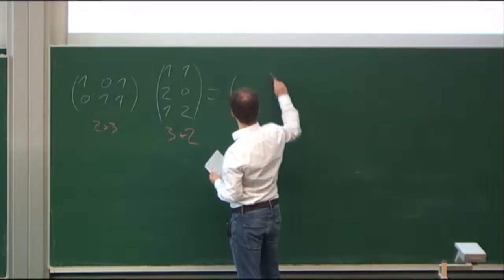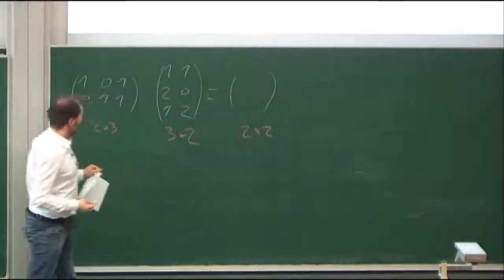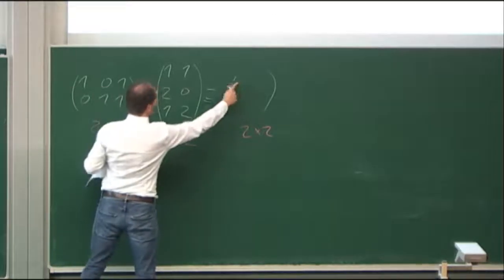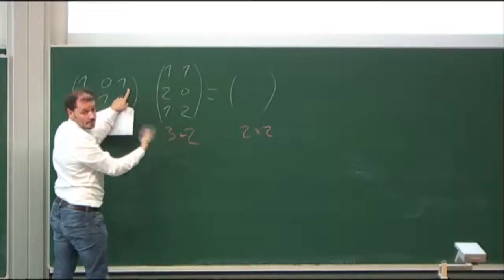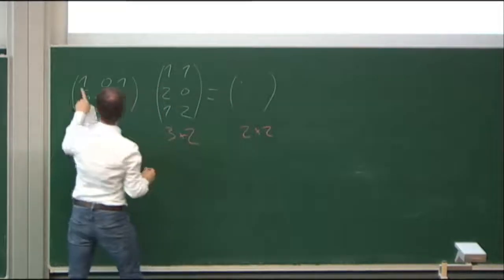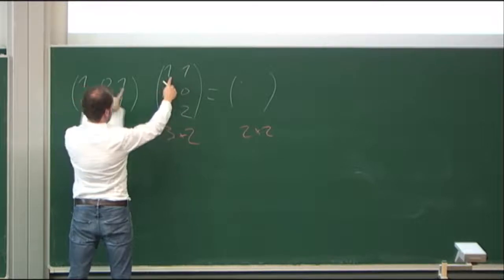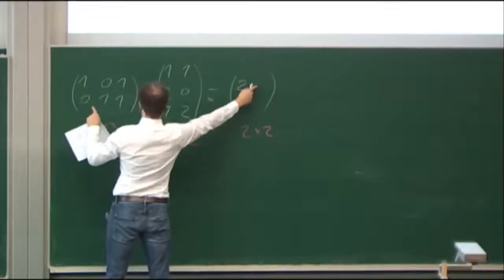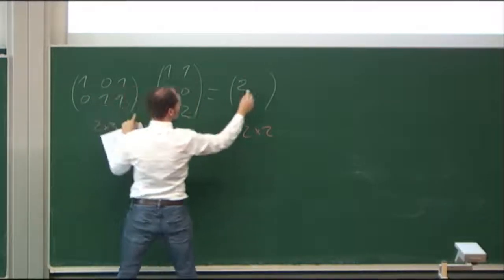Okay, and now we have different ways of looking at this operation. And the first, most basic perspective is that each entry here is the dot product of one row of this matrix and one column of this matrix, right? This is, I think, the most basic one. So this entry here is the dot product of this row and this column. So it's 1 times 1 plus 1 times 1, that's 2. This entry here is this row times this column. So it's 1 times 1 plus 1 times 2, it's 3.